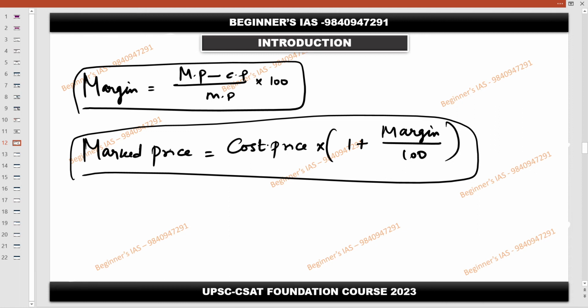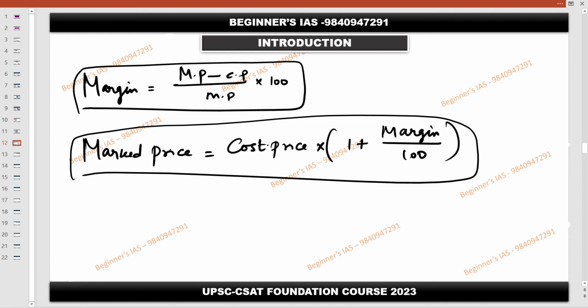Actually this is the formula method. You can do the same problem by using the PCG concept also. Marked price is equal to cost price, then this one which gives you the marked price. That also we can do in the upcoming classes with respect to the PCG method.